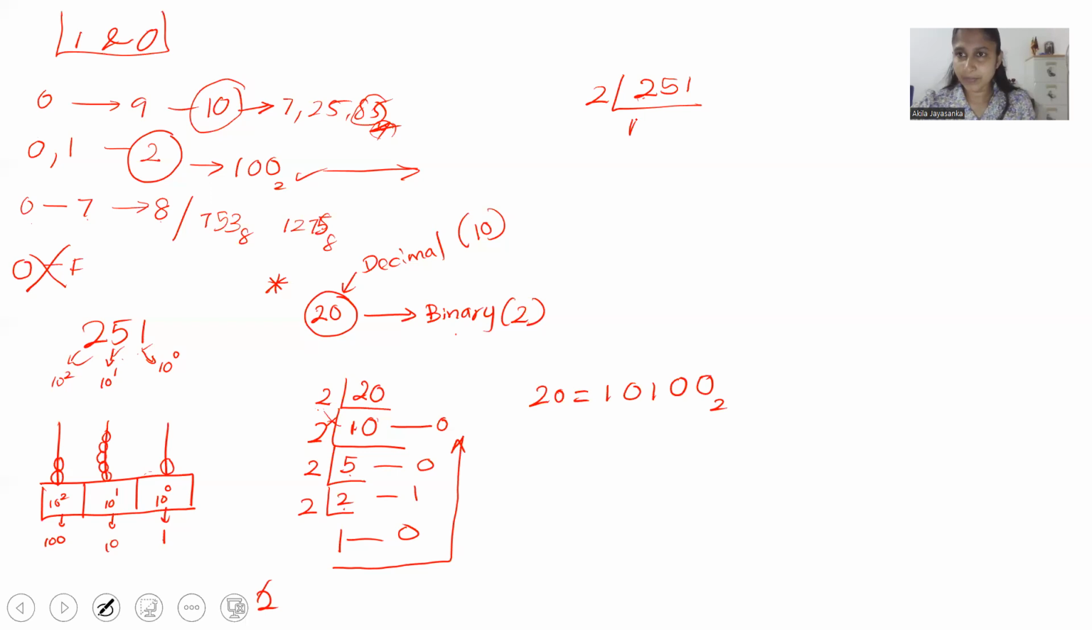Then when it comes to the 5, right? 5 means we can represent by using 2, right?